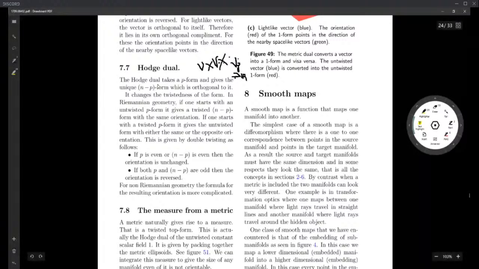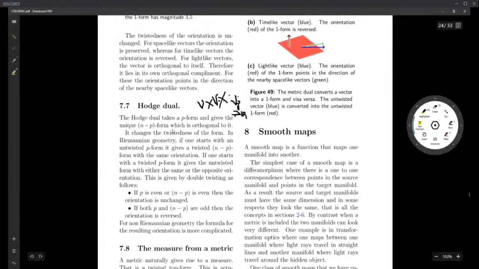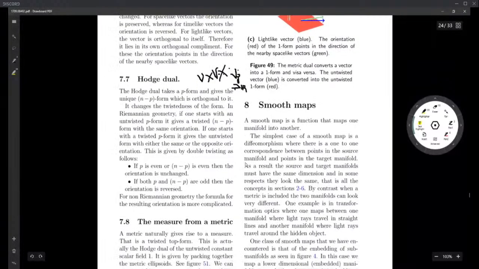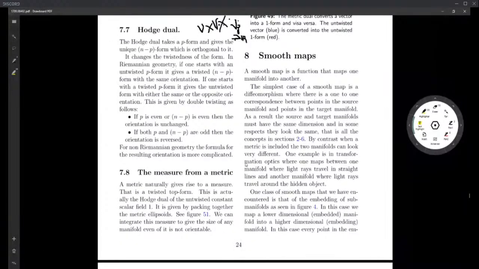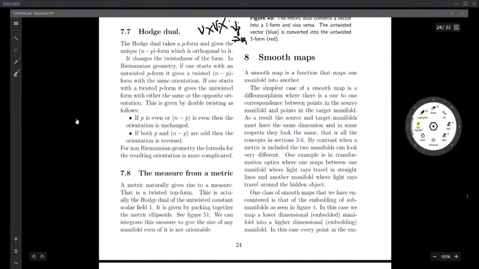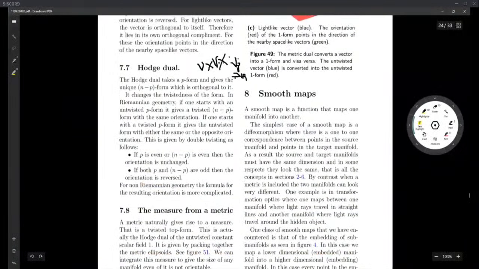There are a few properties, but you wouldn't really require them much to go forward. The measure from a metric is a concept that's given very little space, so I would rather not delve into it.